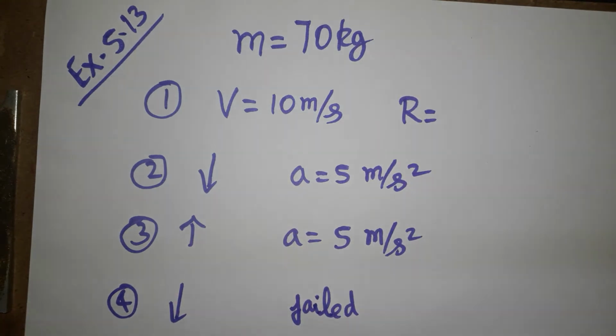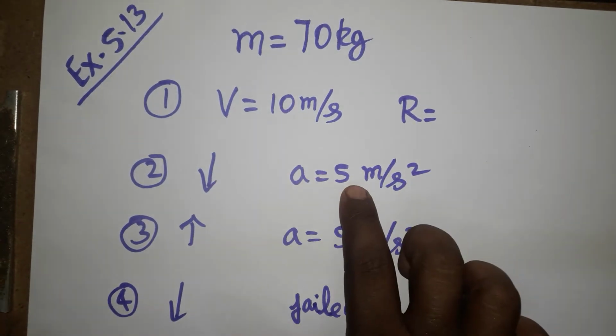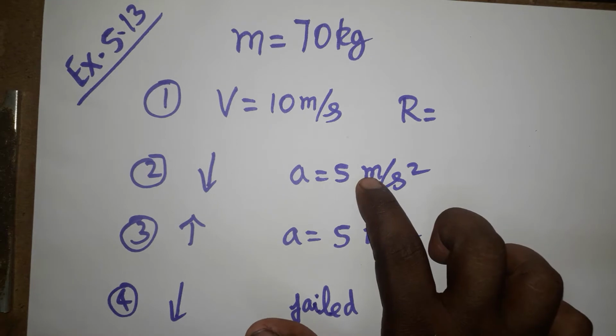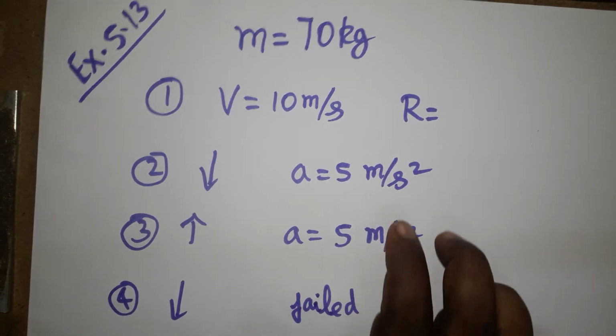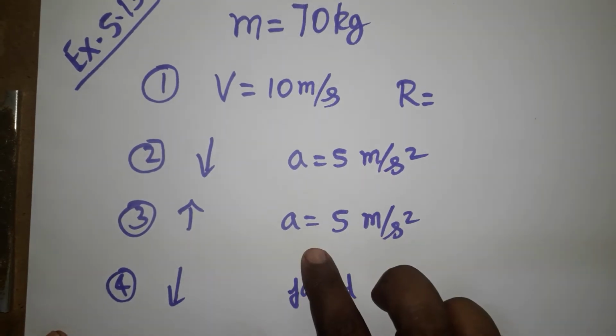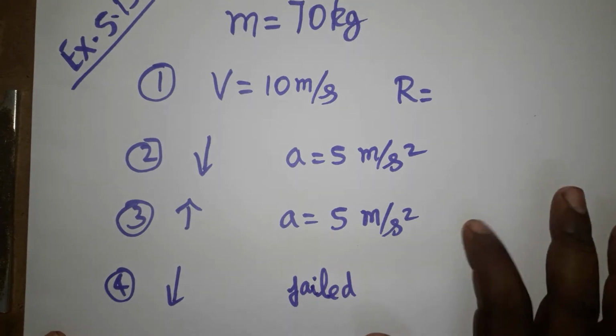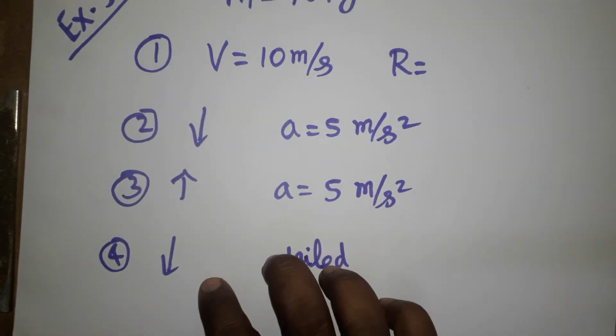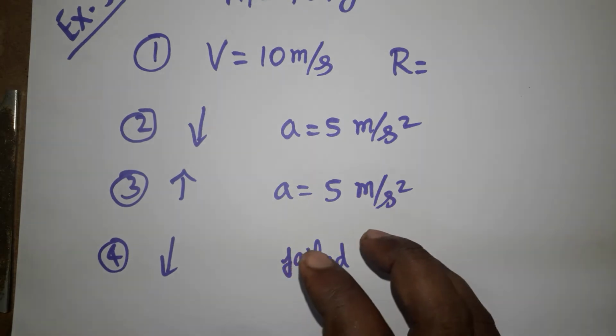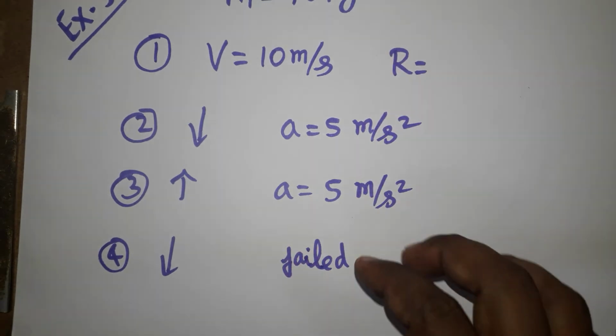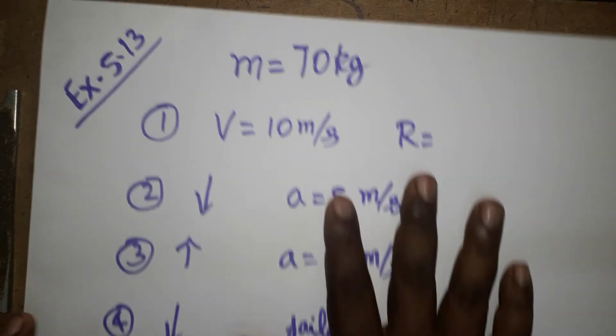Then the lift is moving downwards with an acceleration of 5 meter per second square. Now they asked weight and mass. The lift is moving upwards with acceleration 5 meter per second square, and what is the weight and mass is a question. Then the 4th case, the lift system is failing and coming down. Now what is the weight? This is what they asked.